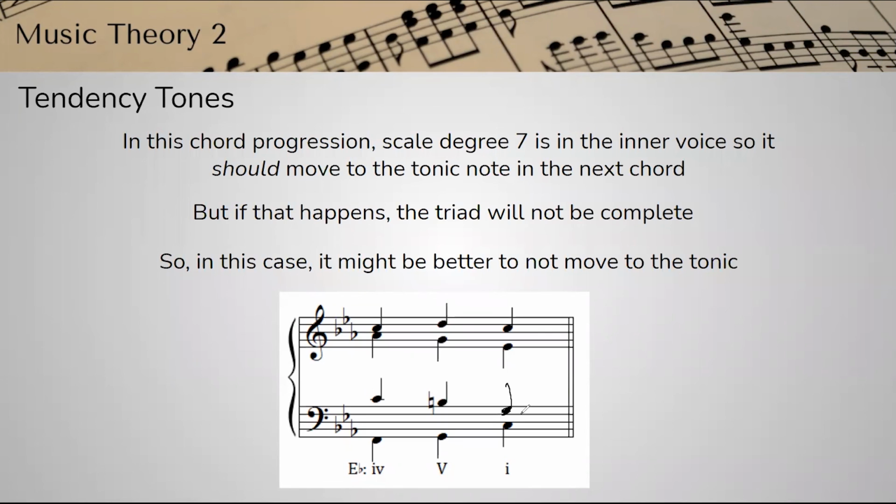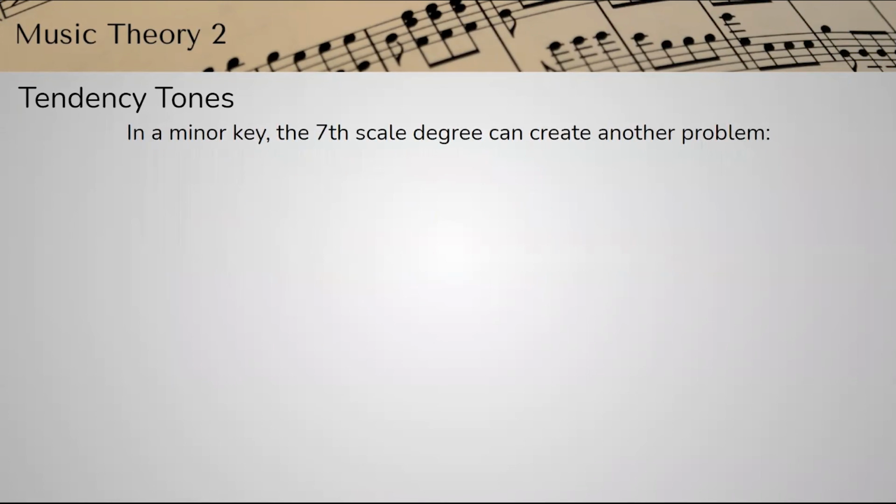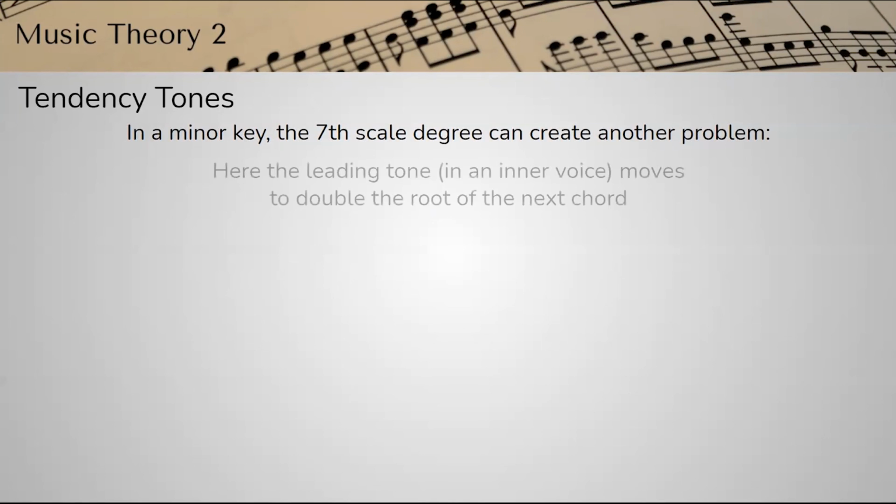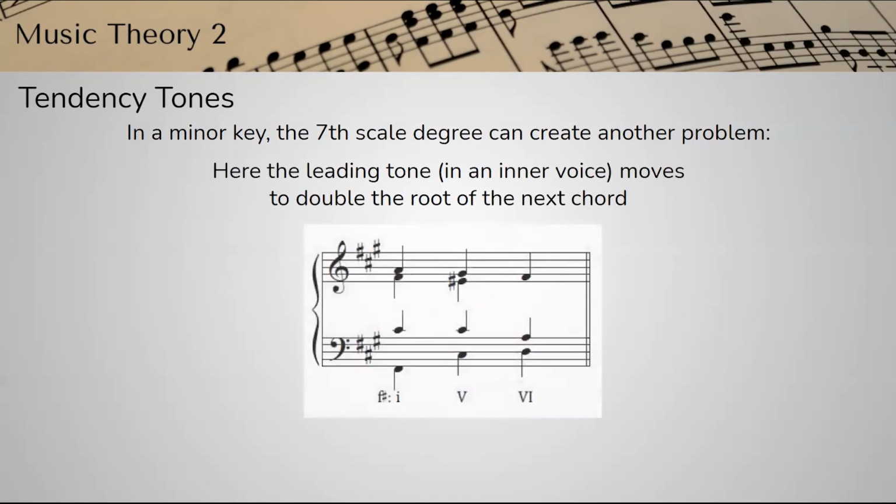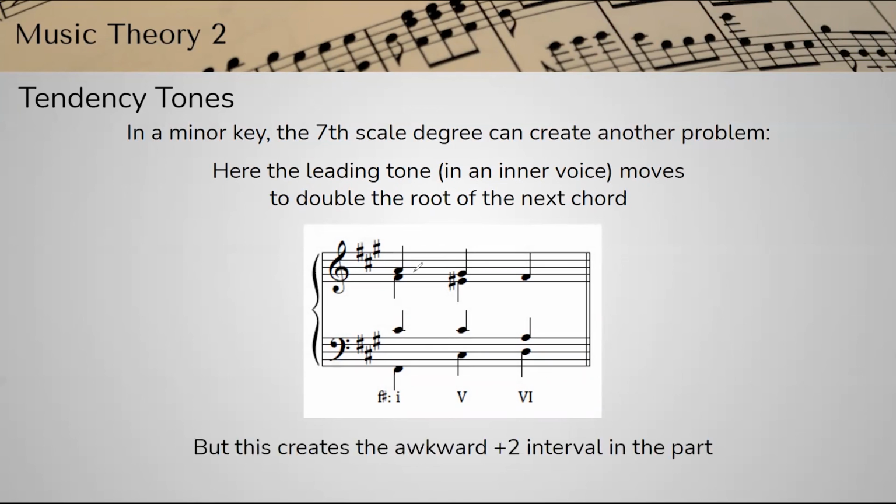fine. Another thing that can happen, especially in a minor key, is that the seventh scale degree can create another problem. And here, the leading tone, which is in an inner voice, moves to double the root in the next chord. Because if it did anything else, it would create an awkward problem. So the F sharp moves down to an E sharp, and this is the key of F sharp minor, so the leading tone is E sharp.